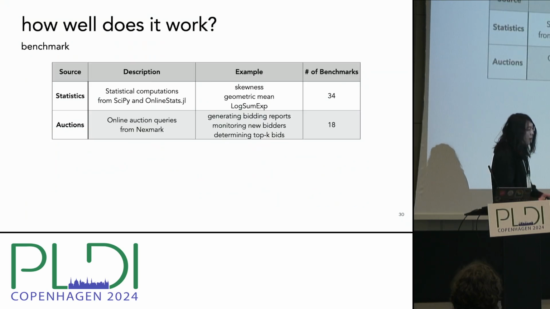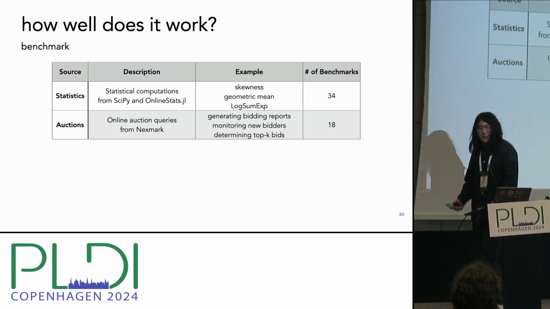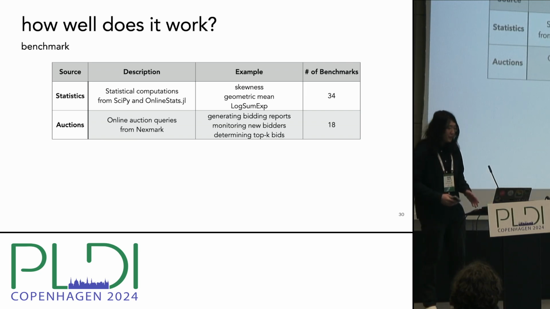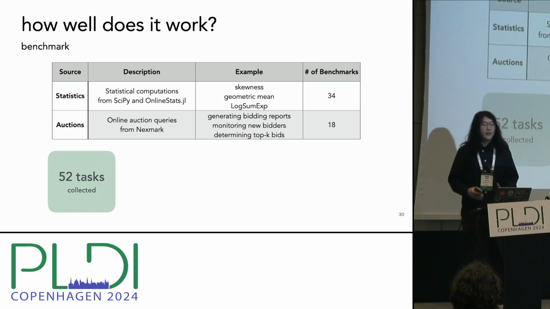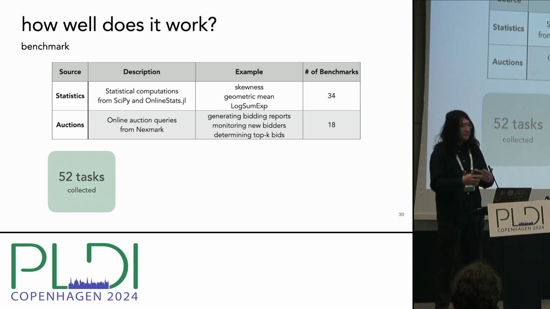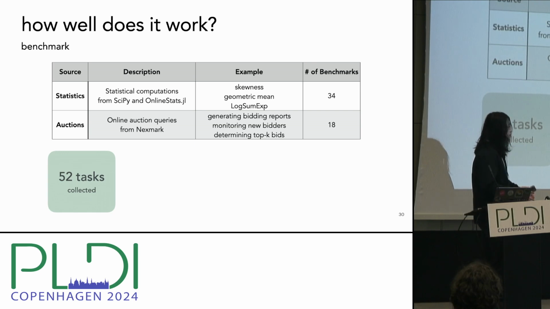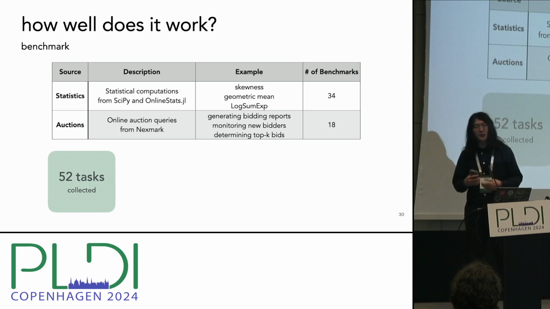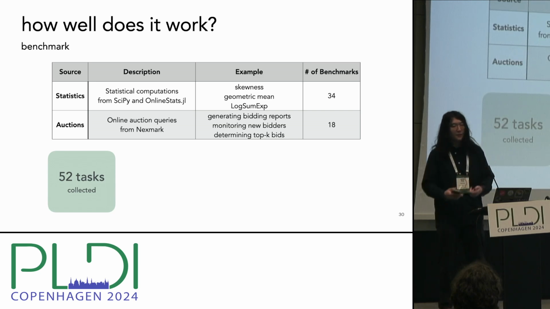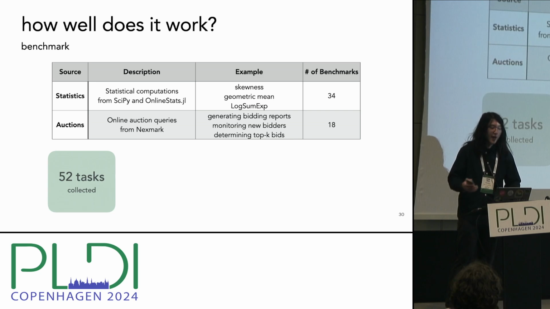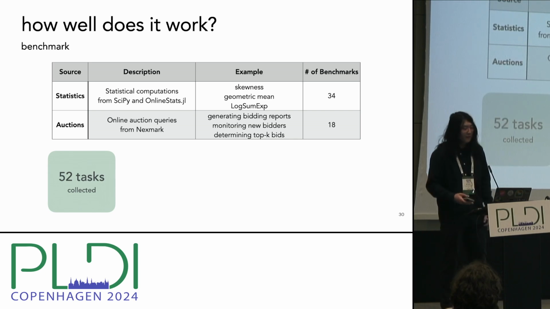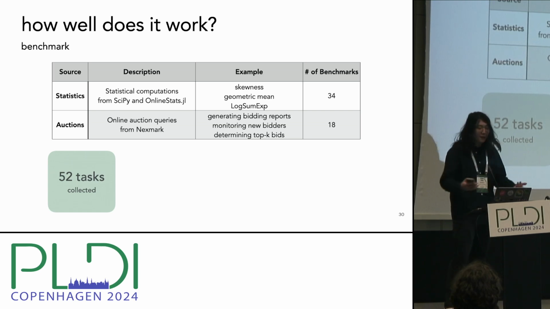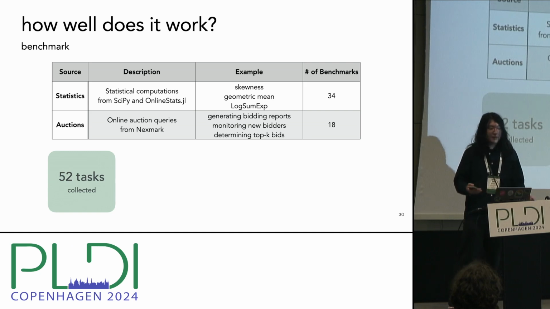So finally, how well does our technique work? Well, to answer this question, we collected 52 programs from 2 sources, statistics and auctions. The statistics benchmarks come from popular GitHub repositories, SciPy and onlinestats.jl, and there are examples like skewness, variance, geometric mean, and auctions are programs from a popular benchmark suite called Nexmark for stream processing applications. Examples include generating bidding reports, monitoring new bidders, and so on.